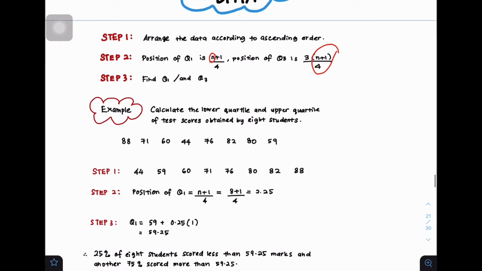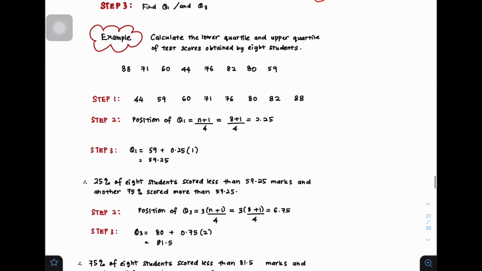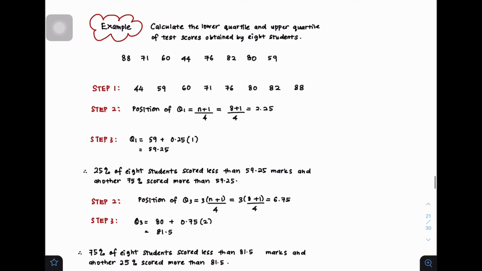Okay, so let's see this example. Calculate the lower quartile and upper quartile of test score obtained by each student. Remember, untuk kita cari position, belum lagi nilai dia, baru position. Okay, so untuk kita cari position quartile, first quartile, formulanya adalah number of data tambah dengan 1 bahagi dengan 4. Dan kalau kita nak cari position untuk third quartile, okay, formula yang sama, n plus 1 divide by 4 tapi kena darab dengan 3. Third, okay, darab dengan 3.